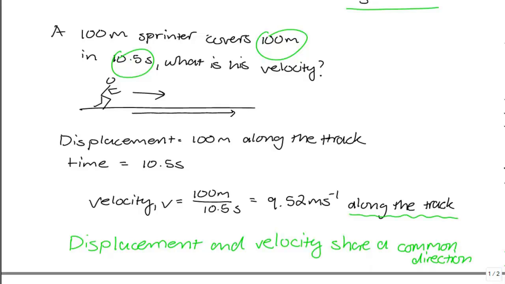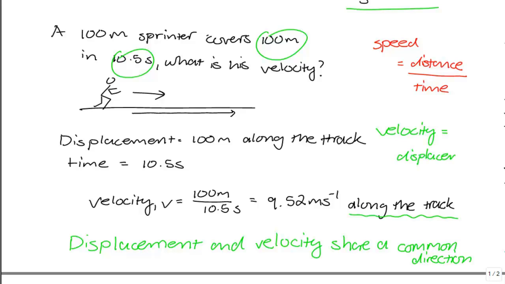Alright, just to review, today you learned that speed is equal to distance divided by time, and that velocity is equal to displacement divided by time. So write these two equations down. Make sure you understand them. Make sure you know how to use them.